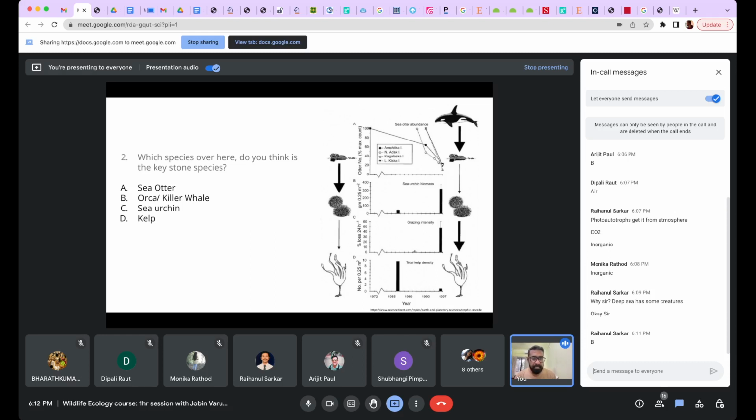Did everyone get it? So once the wolf was introduced, which was the top predator for that particular ecosystem, then the Yellowstone National Park got stabilized a little, the vegetation started growing back, and we have a controlled population for deer.